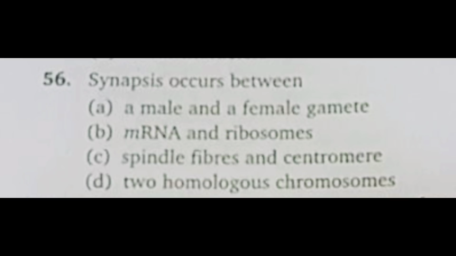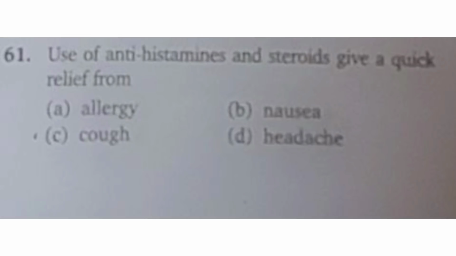Next one, synapsis occurs between. The options are a male and a female gamete, mRNA and ribosomes, spindle fibers and centromere, two homologous chromosomes. And of course, the right one is option number D, two homologous chromosomes. Next one, use of antihistamine and steroid gives a quick relief from. The options are allergy, nausea, cough, and headache. The right one is option A, allergy.